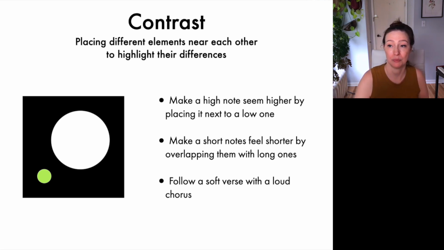Or, you could provide contrast, like you could follow a soft verse with a loud chorus. Now, this is a huge trope in music where the verse is kind of soft and then the chorus is loud and it gets belted out. By belting out the chorus, you're emphasizing how soft the verse is, right? And so building contrast in this way can be a way that you think about your own musical melodies.